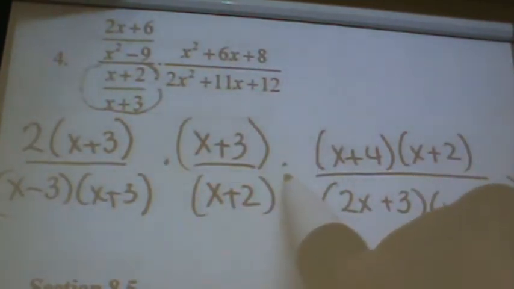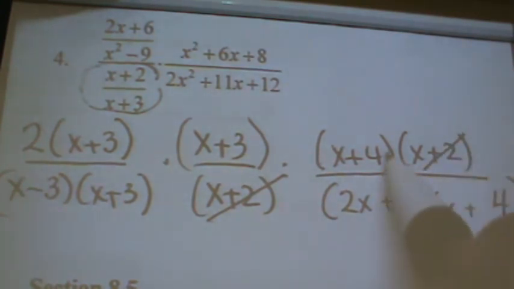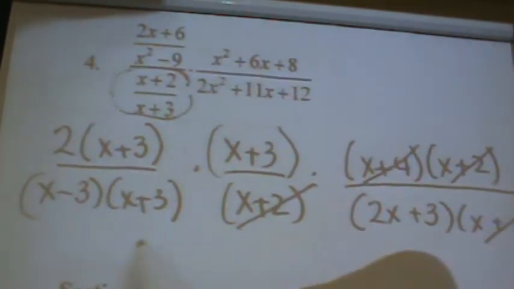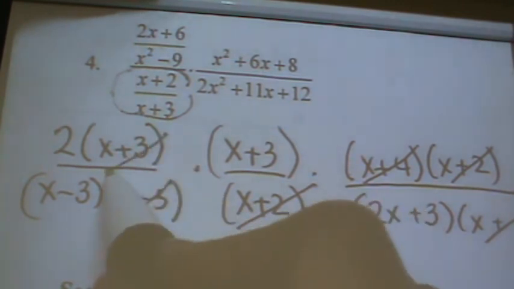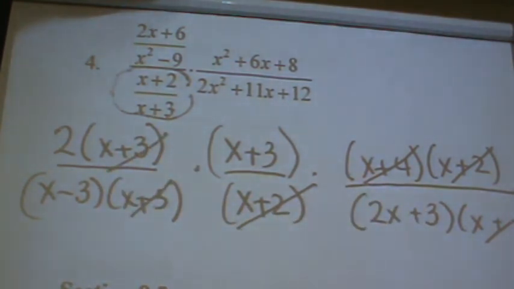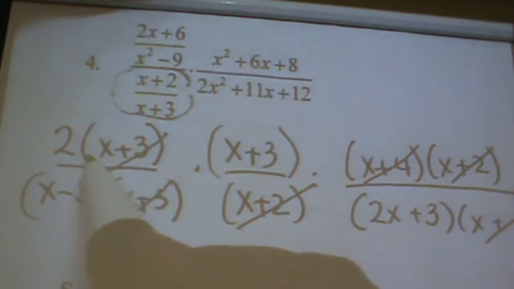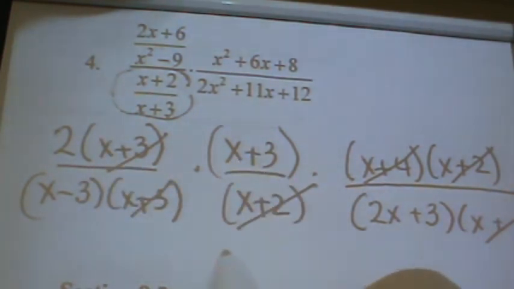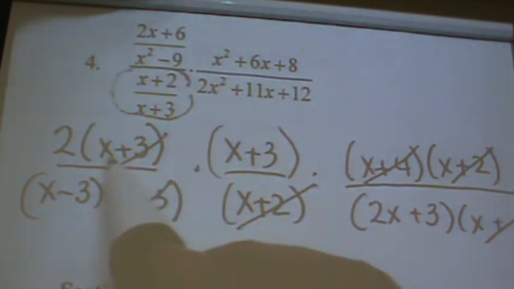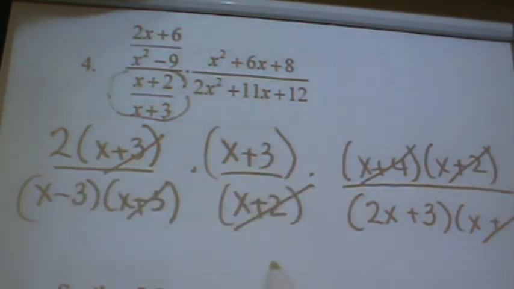So what cancels? I see those two. I see these two, the x plus 3s. I see these. Anything else? No, that's it. So it's 2 times x plus 3. Now don't cancel this 2x plus 3 and say 2x plus 3 here, because this is really 2x plus 6.